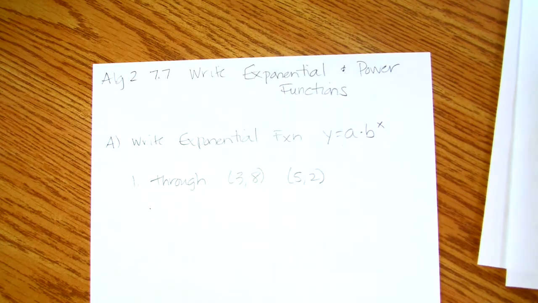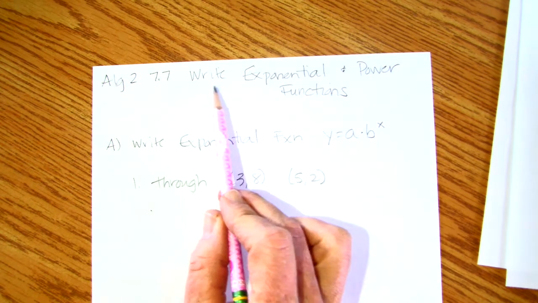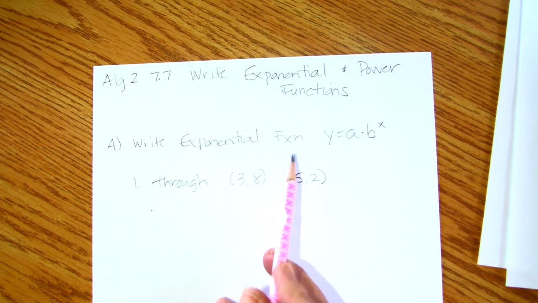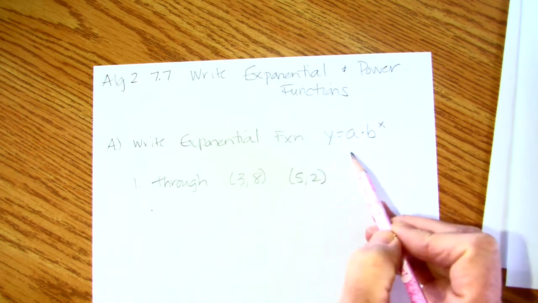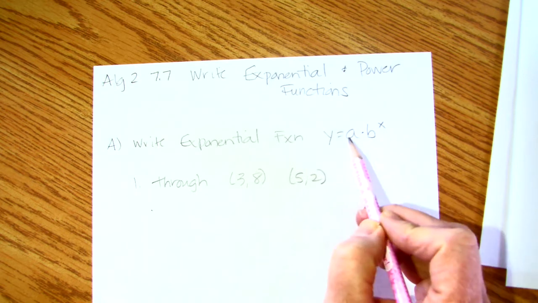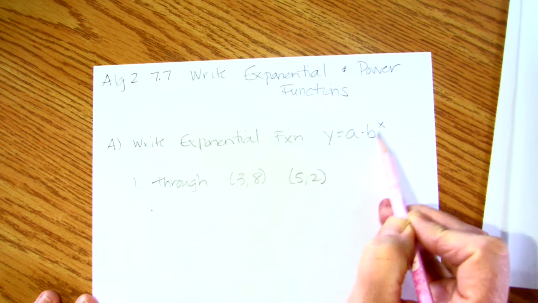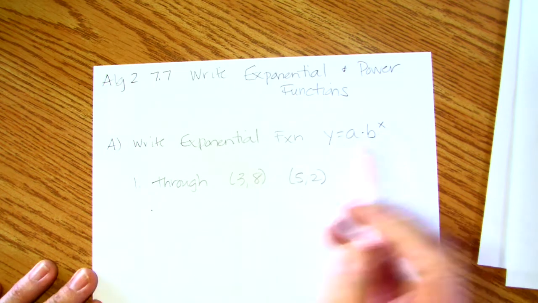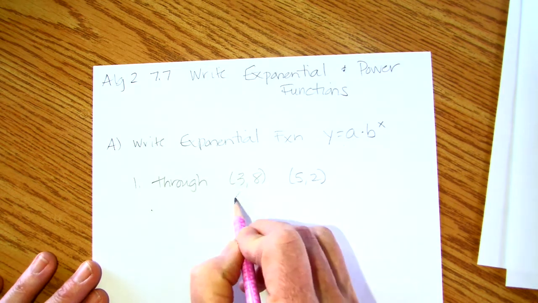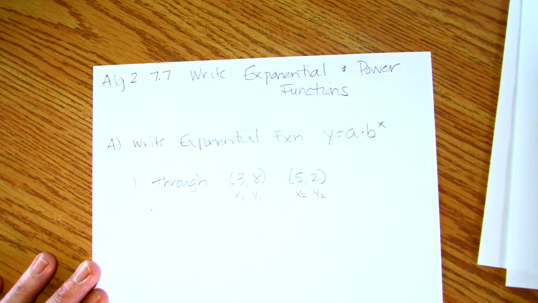All right, I'm going to show you two processes from section 7.7, how to write exponential and power functions. So we'll start with exponential functions. The fundamental relationship being y equals a times b to the x. What we end up with is what we start with times the growth or decay factor raised to the number of cycles. So just like writing an equation for a line, I have 2 points, and I am going to label those x1, y1 and x2, y2.